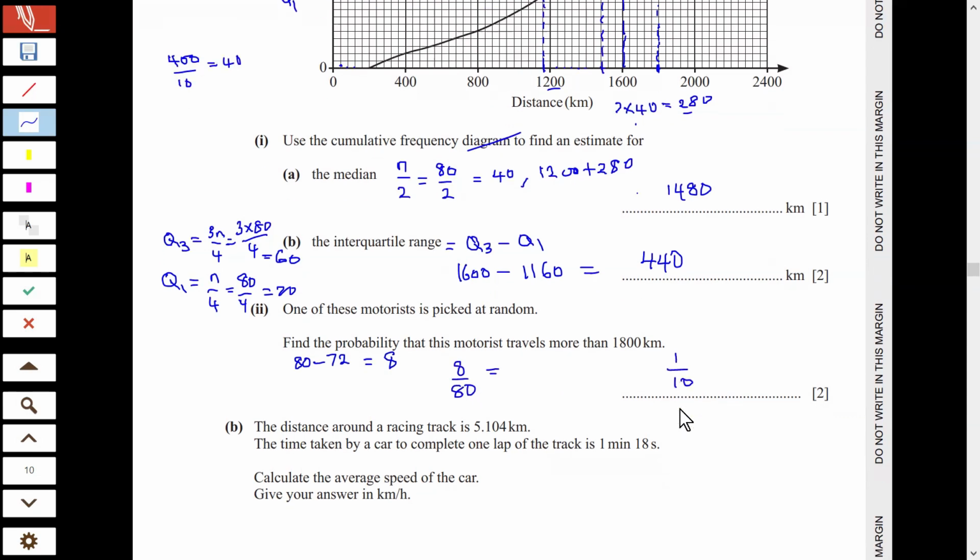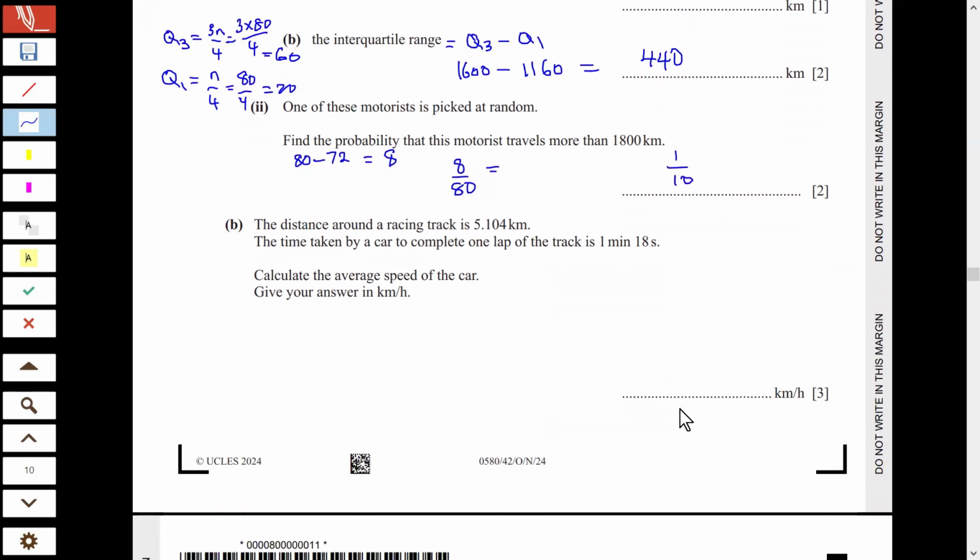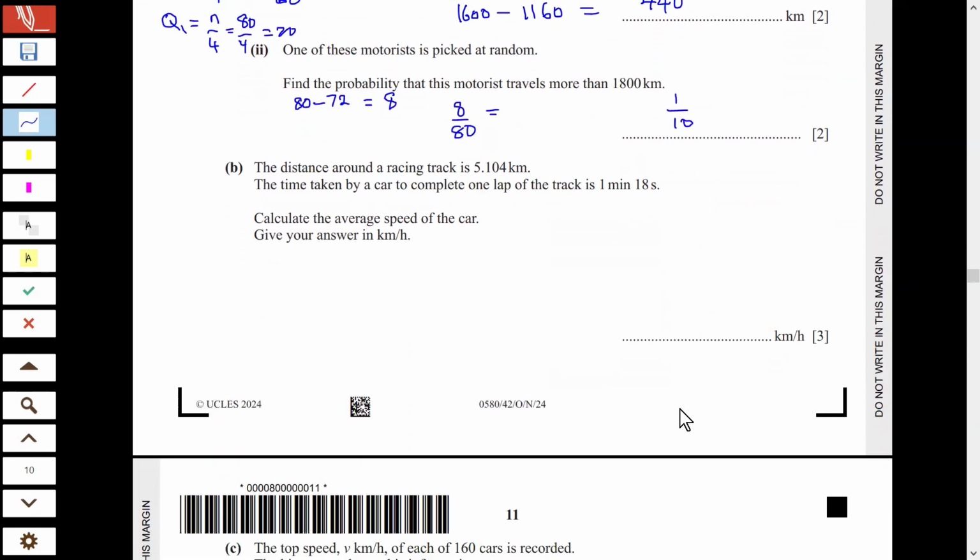Yes, the next question here. The distance around a racing track is 5.104 kilometers. The time taken by a car to complete one lap of the track is 1 minute 18 seconds. Calculate the average speed of the car. Give your answer in kilometers per hour.